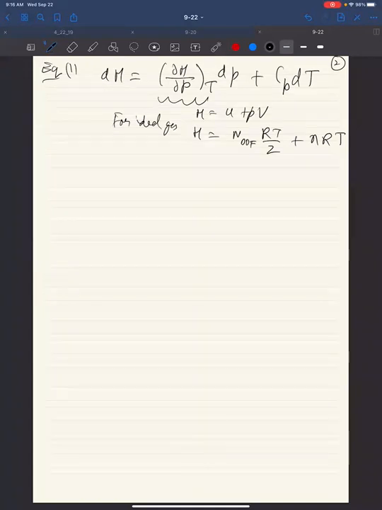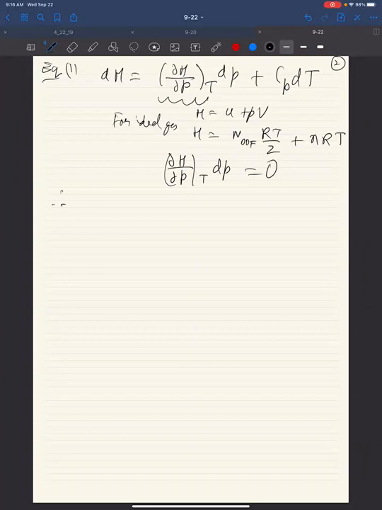We can, right? What is H for an ideal gas? Well, H is always U plus PV. For an ideal gas, H is equal to n times degrees of freedom multiplied by RT by 2, plus nRT. Does any of this depend on pressure at constant temperature? So what should this be for an ideal gas? 0. For an ideal gas, partial H by partial P at constant T is equal to 0.